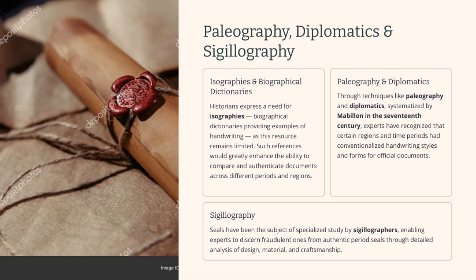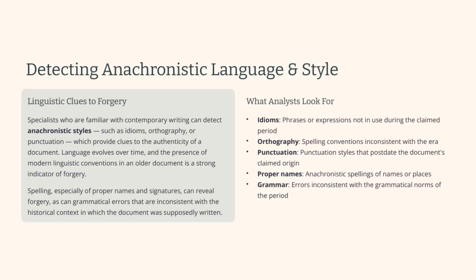When examining a historical document, there are several linguistic clues that can help us determine its authenticity. One key aspect is looking at idioms or phrases that simply weren't in use during the claimed time period. If you see expressions that feel modern or out of place, that's a red flag. Orthography, or the spelling conventions used in the document, can also be revealing. If the spelling doesn't match what was typical for that era, it might suggest a forgery.